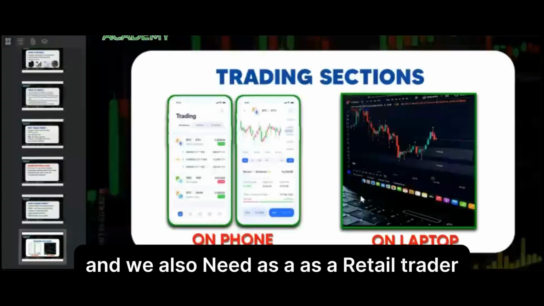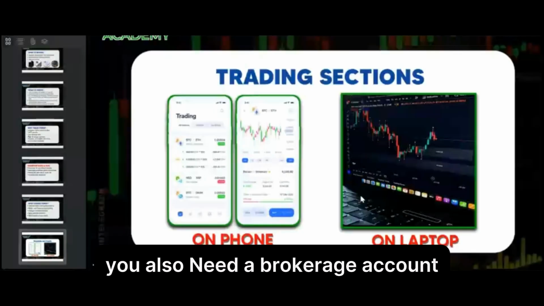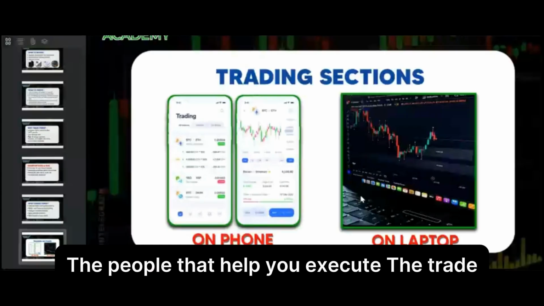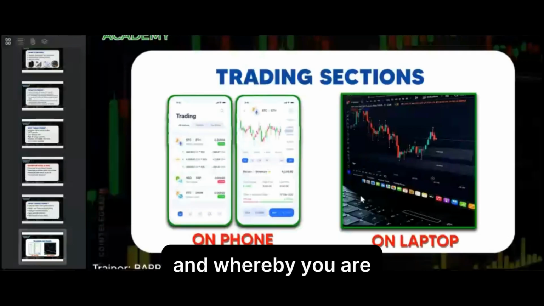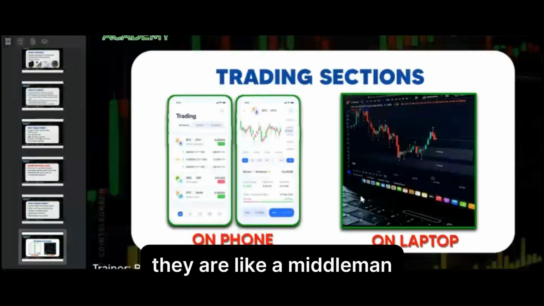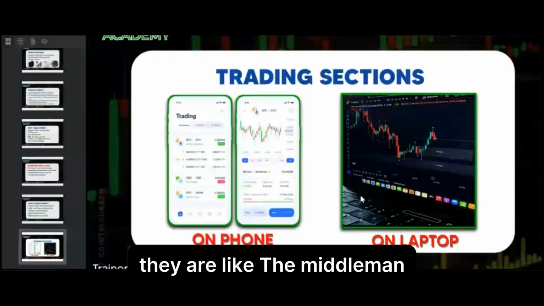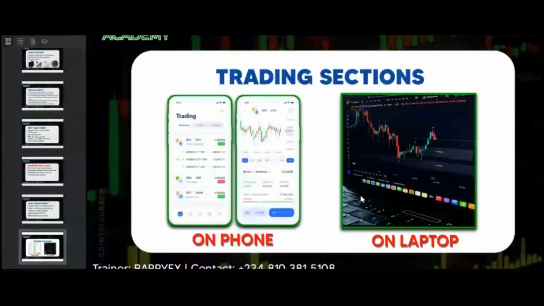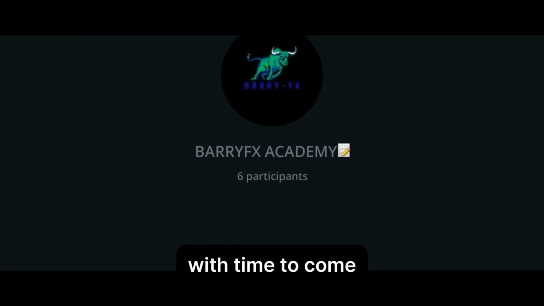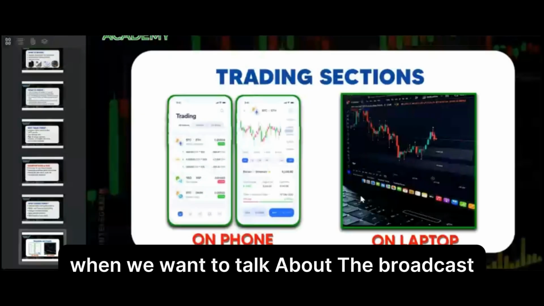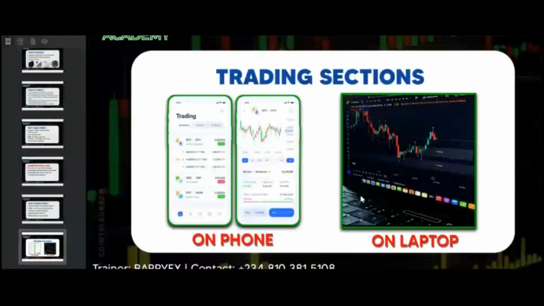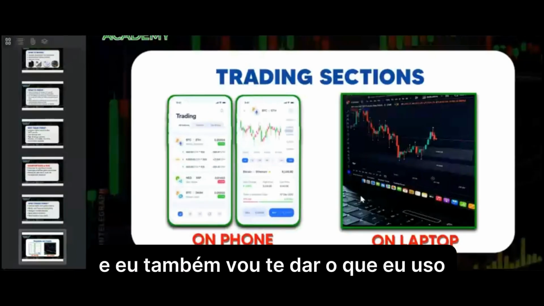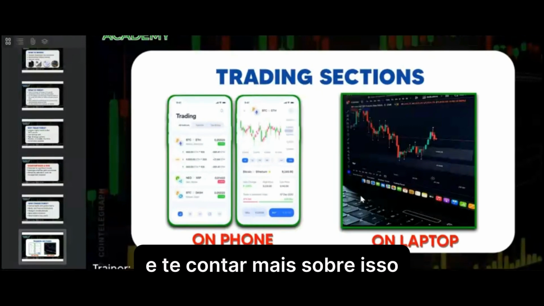As a retail trader, you also need a brokerage account. You need a broker, the people that help you execute the trade. They are like a middleman in the business. They help you facilitate a lot of things. With time, when we talk about the brokers, I will explain more and also give you the one I use and tell you more about it.